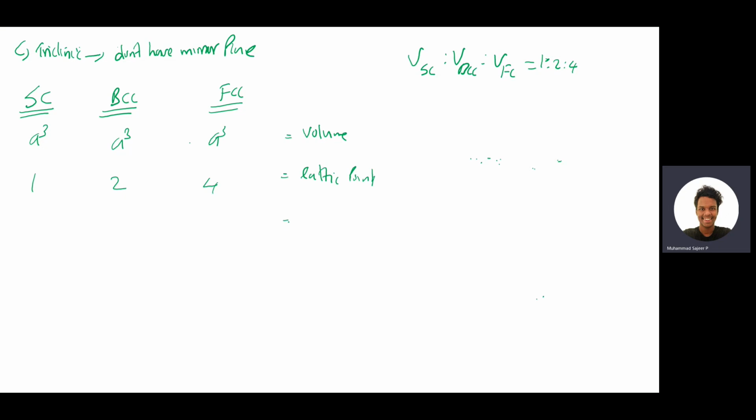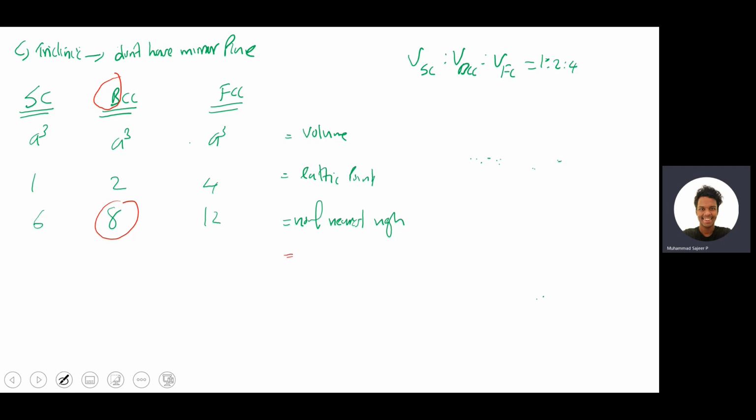And the number of nearest neighbors is 6, 8, 12. For remembering, for example, the B of BCC is something in the shape of 8. So if you get confused, you can always remember it like that.